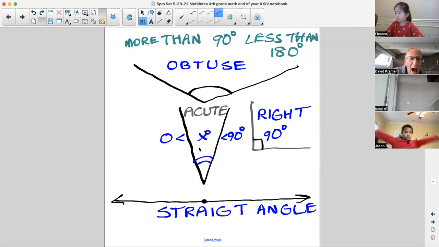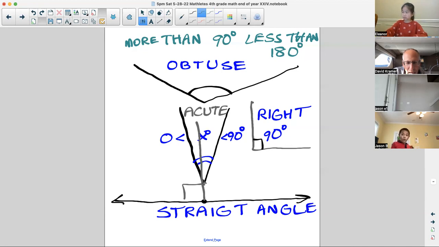Now, how many degrees is a straight angle? If a right angle is 90 degrees, think of what happens when you add two 90 degrees together. What happens, Eleanor? 180 degrees. Yes. Oh my gosh.